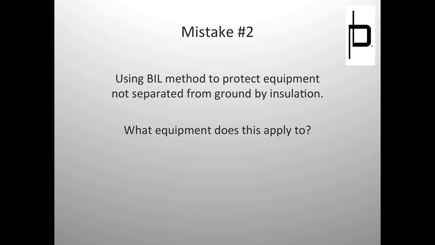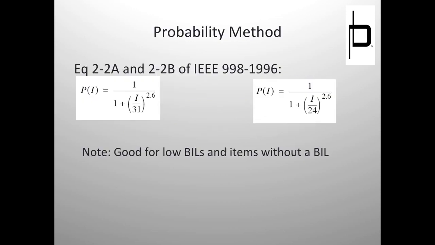And if it doesn't have a BIL, should we really be using the BIL method to determine the stroke current? I would say you really shouldn't. You can, and that's going to give you a very good calculation, because the BIL method does provide a pretty conservative number for your sphere. But if we want to do this properly, we shouldn't think about it that way. Instead, what we should do is the probability method.